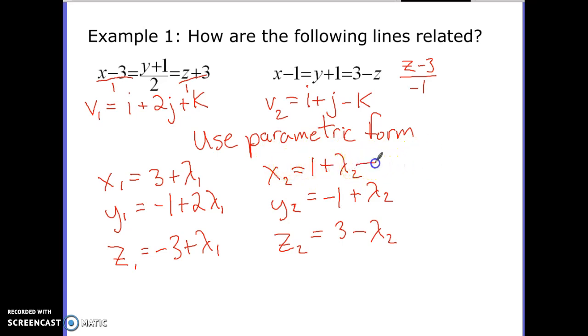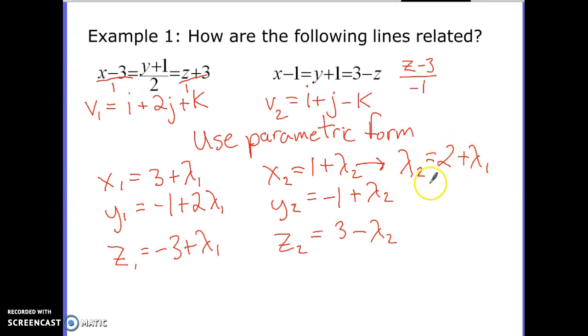So from this pair of equations, I'll solve for lambda 2. We're going to get that lambda 2, just set these equal and subtract 1 from both sides, is 2 plus lambda 1. Right? I just set the two x's equal, subtracted 1 from both sides, got lambda 2. I can then use that as a substitution into either of the other two. Let's substitute it into y, and we're going to get that negative 1 plus 2 lambda 1 equals negative 1 plus, and then the quantity 2 plus lambda 1.